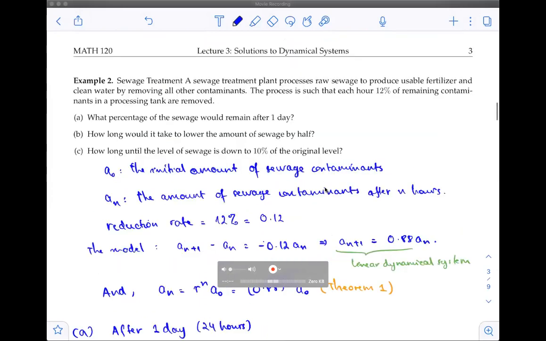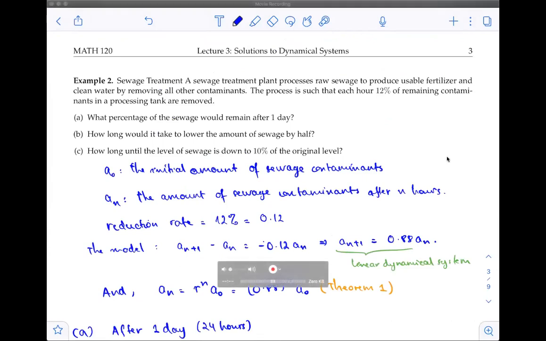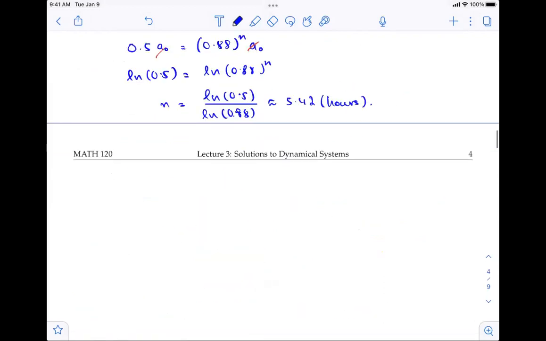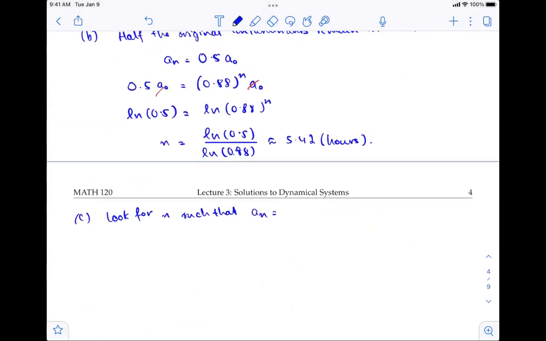Now for part C, they ask you to calculate how long until the level of sewage is down to 10% of the original level. So we look for n such that a sub n is also 10% of the original contaminant remaining in the tank. That means 90% of the contaminant gets removed from the tank, right?